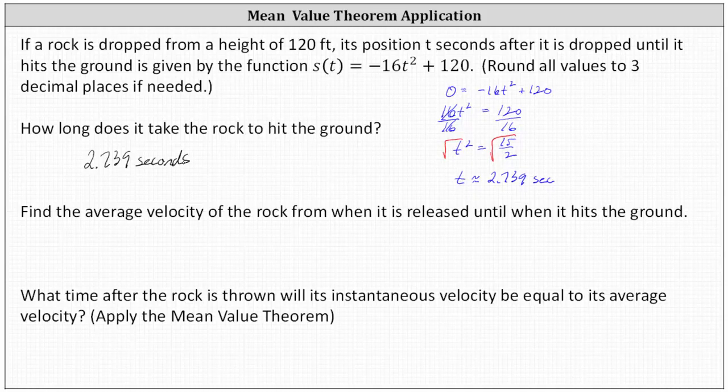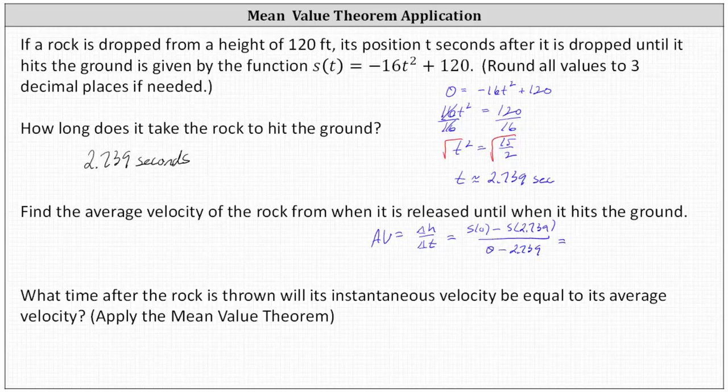Number 2, we're asked to find the average velocity of the rock from when it is released, which means from time 0 until it hits the ground, which is the time 2.739 seconds. So the average velocity is equal to the change in the height divided by the change in the time. In our case, the change in height is going to be the initial height of s of 0 minus the height after 2.739 seconds, which we know is 0, which we'll write as s of 2.739, divided by the change in time, which is 0 minus 2.739.